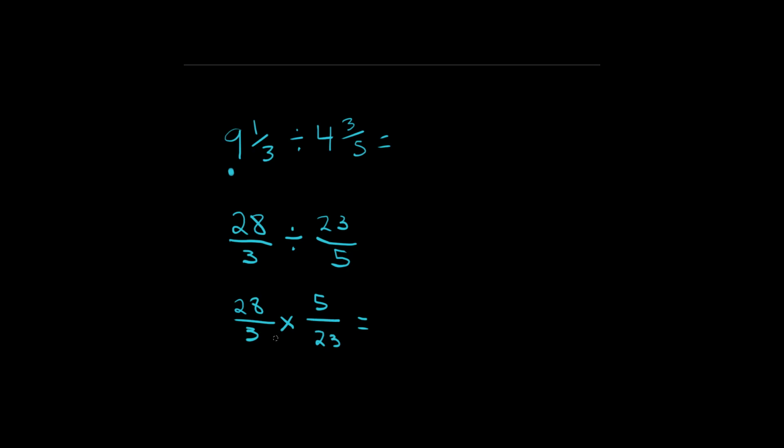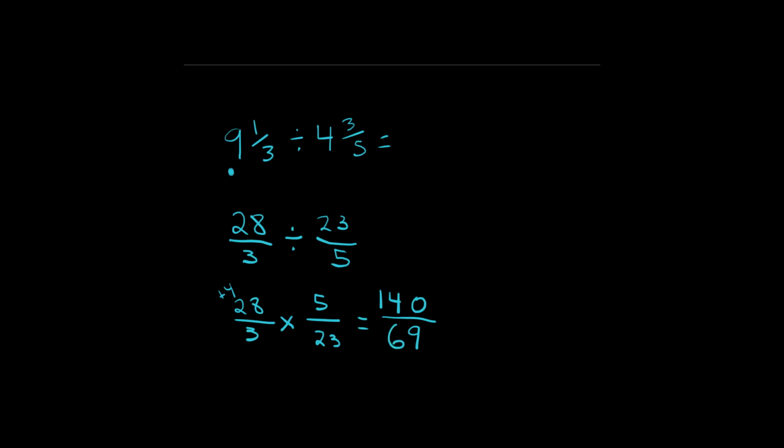So we're going to do 23 times 3 and 28 times 5. So let's work on our numerator first. 5 times 8 is 40. Put down the 0, carry the 4. 5 times 2 is 10 plus 4. So we have 140 as our numerator. Then we're going to do 23 times 3. So 3 times 3 is 9. 3 times 2 is 6.